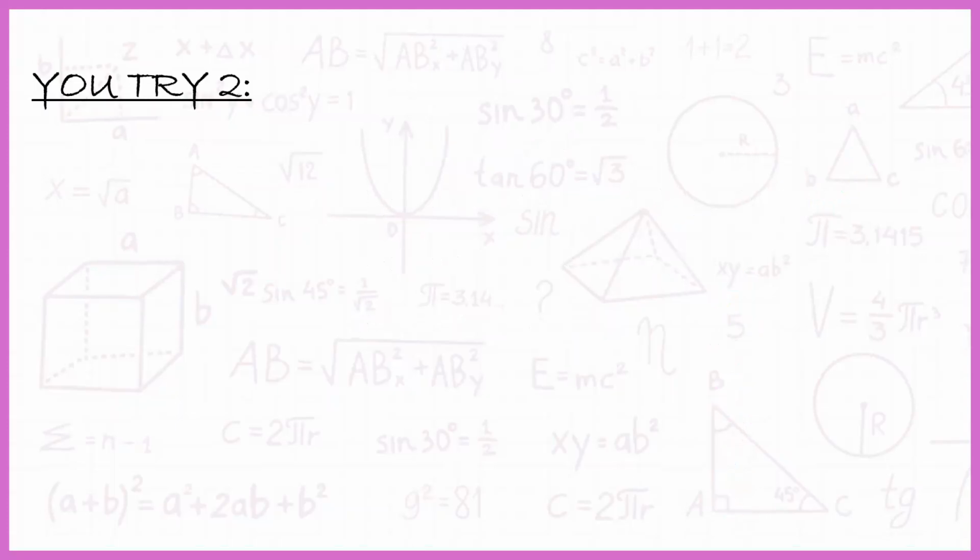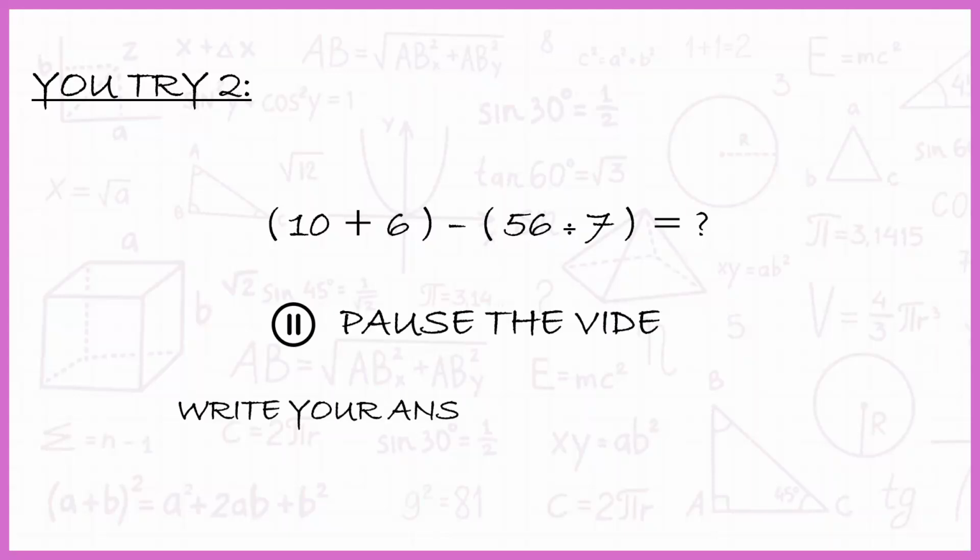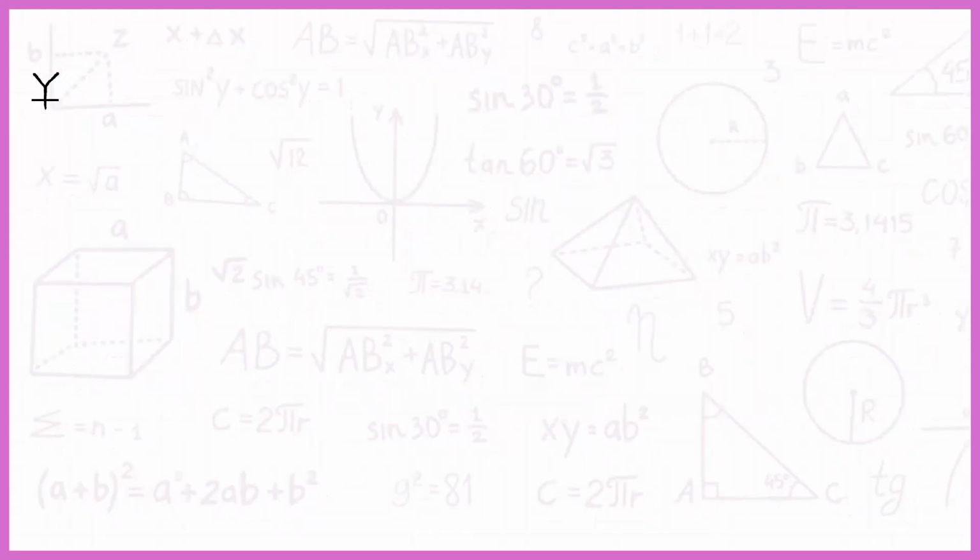Now let's have a look at a U try number 2. So it's open brackets 10 plus 6 close brackets minus open brackets 56 divided by 7 close brackets. So now I want you to pause the video and write your answers in the comment section down below. So let's solve this equation now.